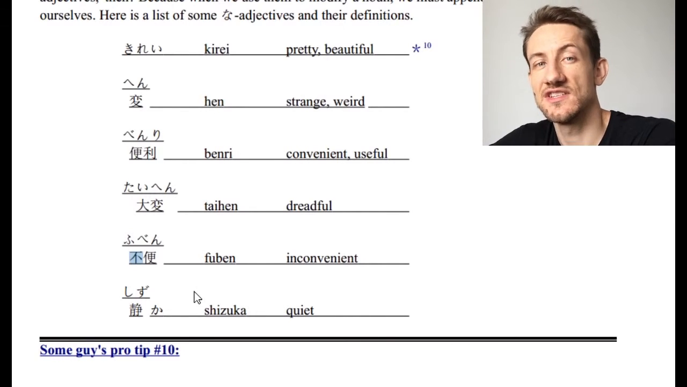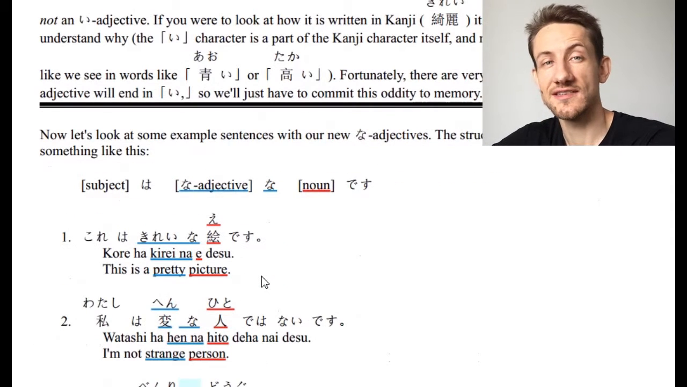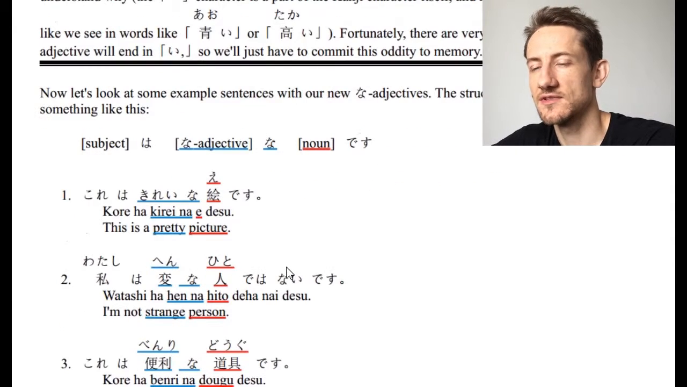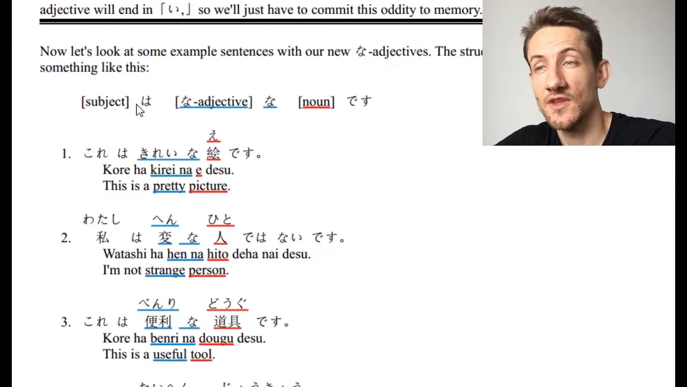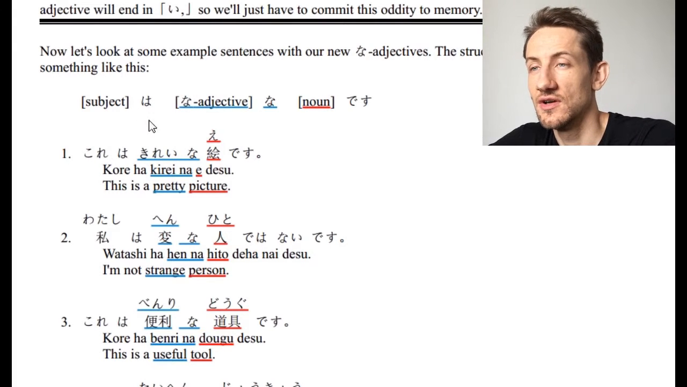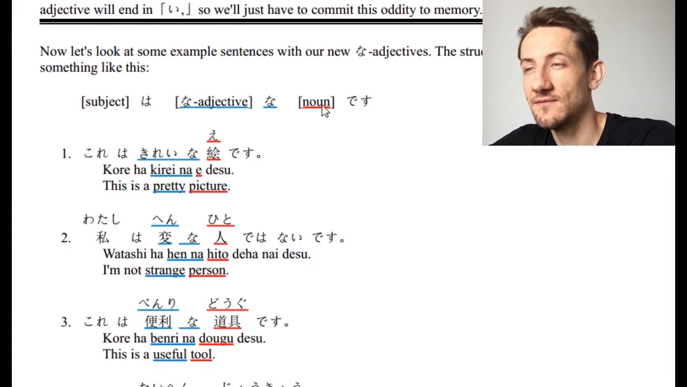And the last one we have is shizuka. Shizuka means quiet. All right, so now let's see some of our na-adjectives in action. Okay, so here we have some example sentences. Our structure is going to look something like this. We have the subject, wa, na-adjective, the character na, and a noun. Please notice the na-adjective is underlined in blue, the noun in red.